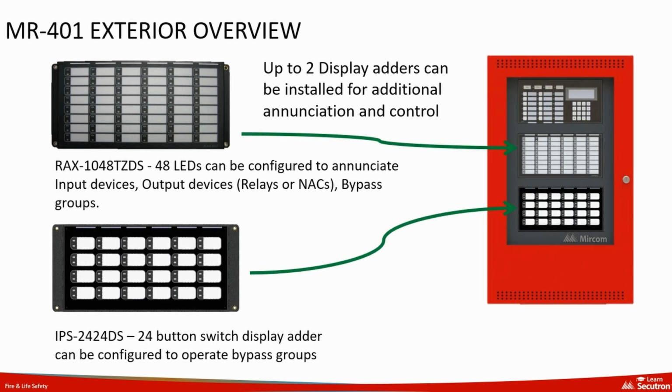The MR-401 panel allows for the installation of up to 2 display adders for enhanced annunciation and control capabilities. The RAX 1048 TZDS is equipped with 48 LEDs. These can be configured to annunciate statuses from input devices, output devices, such as relays or NACs, and bypass groups. Additionally, the IPS 2424DS is a 24-button switch display adder that can be set up to operate bypass groups.